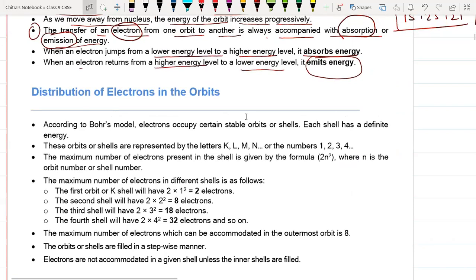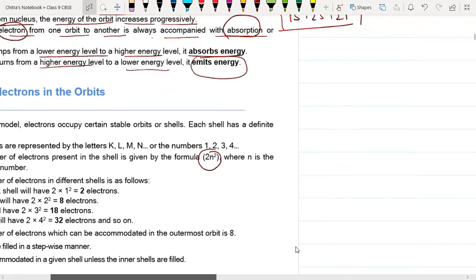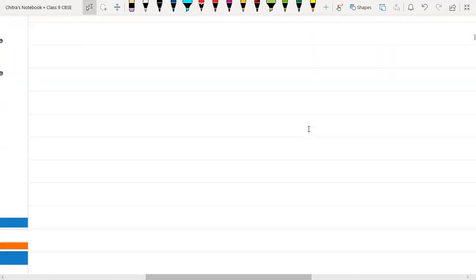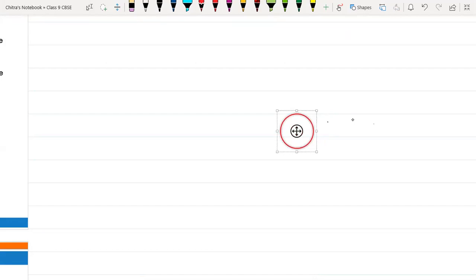So we have already gone through the 2n square formula. Okay, 2n square. So let's discuss. I'm just moving the screen over here. So here we have the center of the atom called the nucleus. We know the nucleus is positively charged, so I'm representing it here with a positive sign. Then we have the first shell, and the capacity of the first shell is a maximum of 2 electrons. That shell is called the K shell.